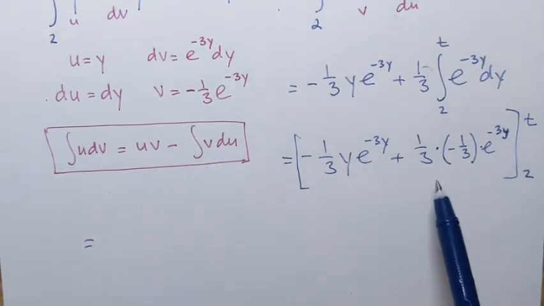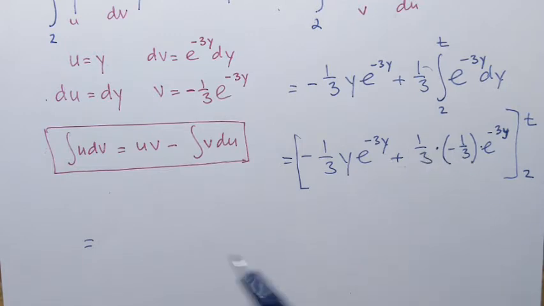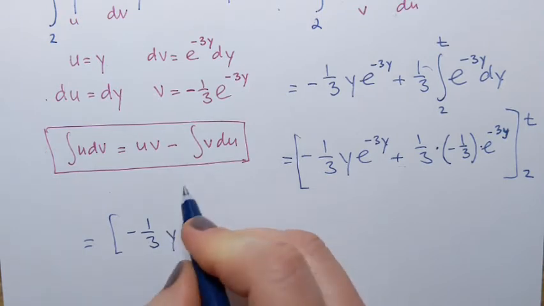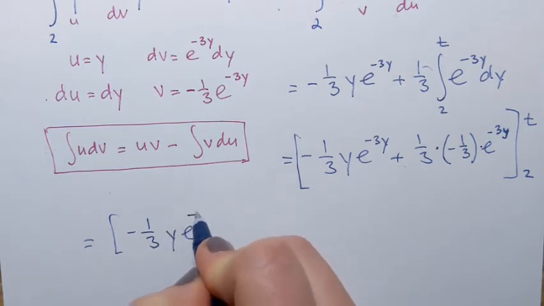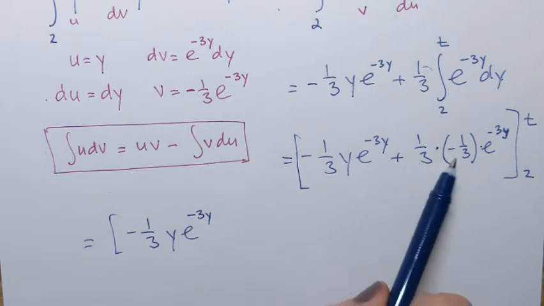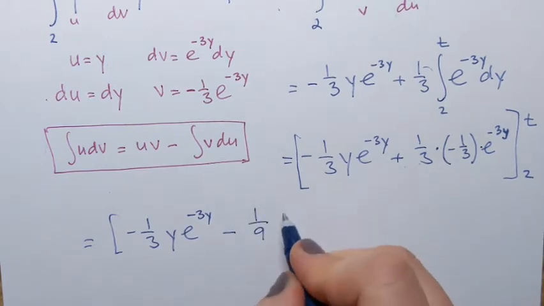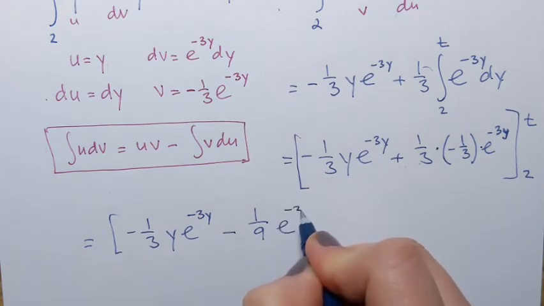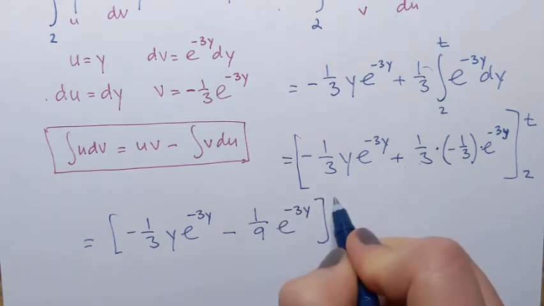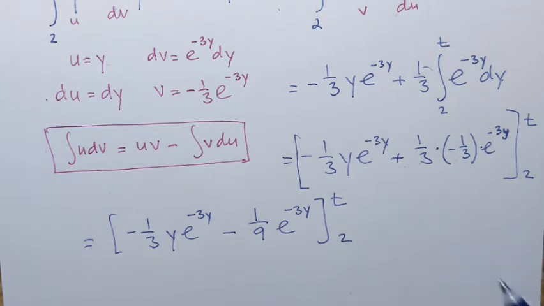Before I evaluate, I think I'm going to simplify here. So yeah, I can multiply out numbers. Negative 1/3 y e to the power negative 3y. Now positive times negative, so it becomes negative 1/9 e to the power negative 3y, evaluated at t and 0.